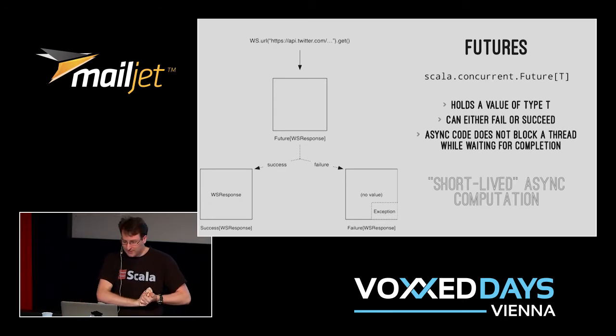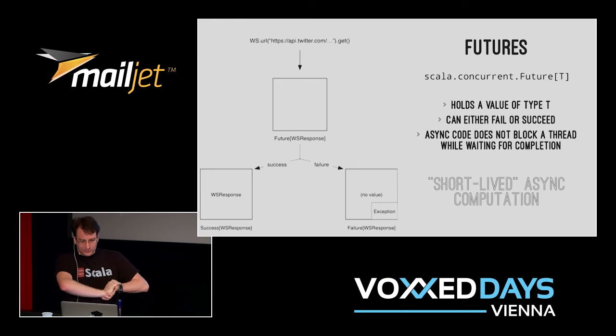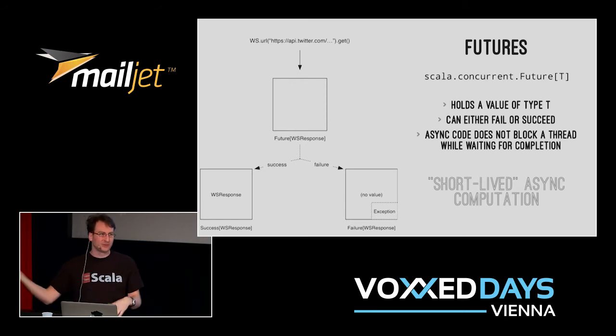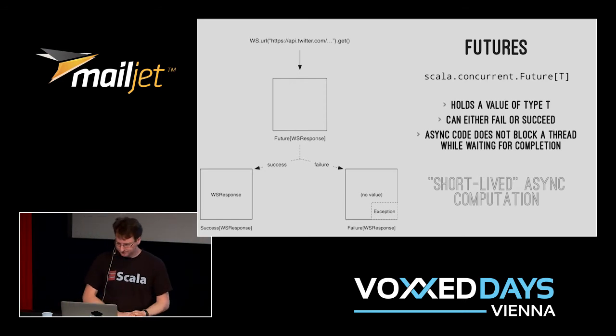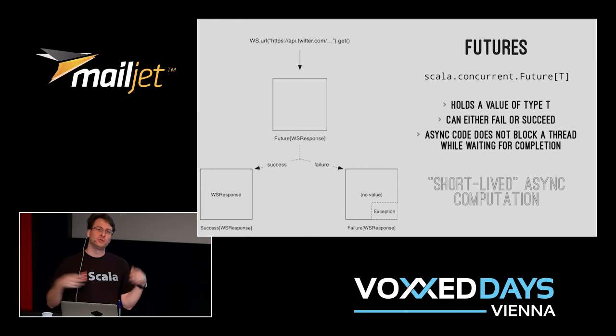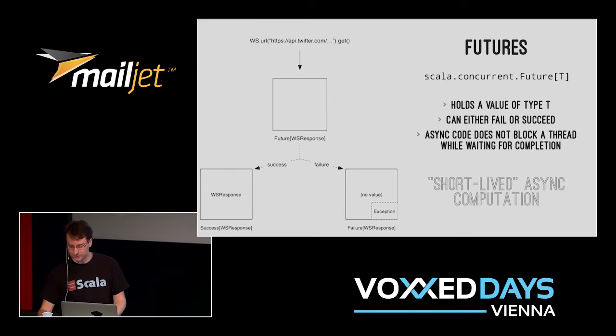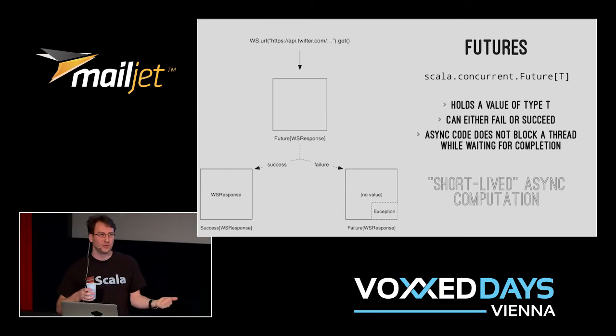What you do with a future is a short-lived async computation. HTTP call, a database call, something like this. And you do it only when you don't do 100% CPU operations. If you only have something that involves the CPU, it makes no sense. So you want to use it when you have I/O happening, network or disk or whatever. Otherwise, it doesn't make sense to use a future.